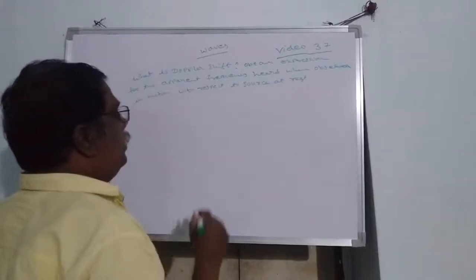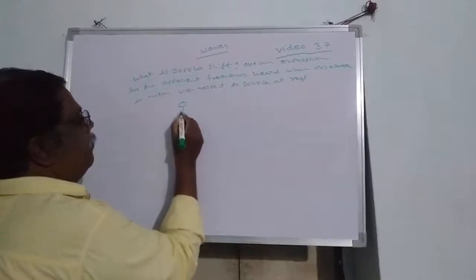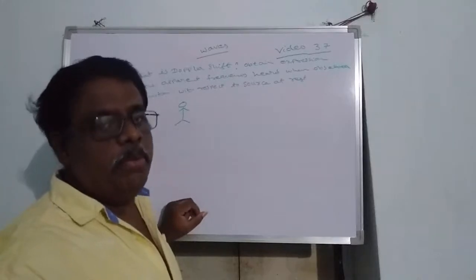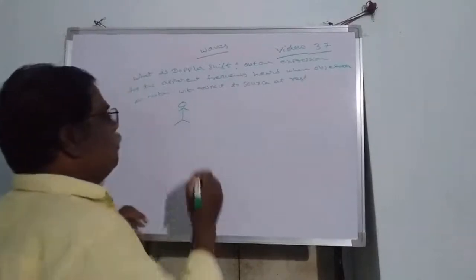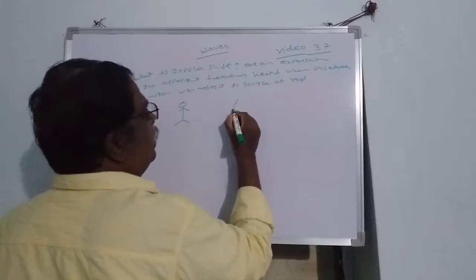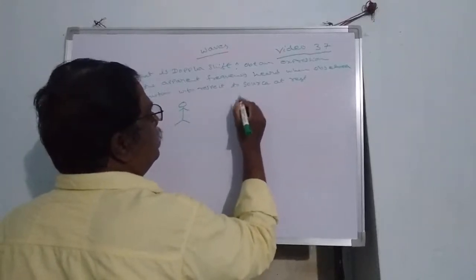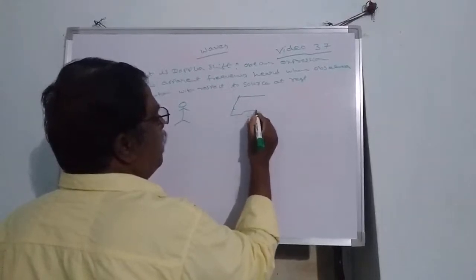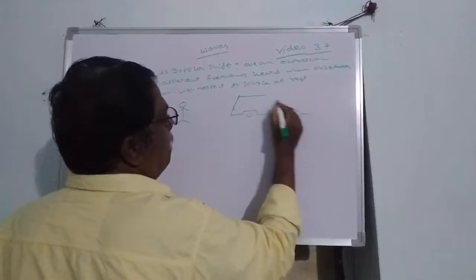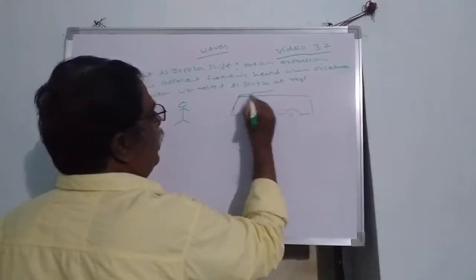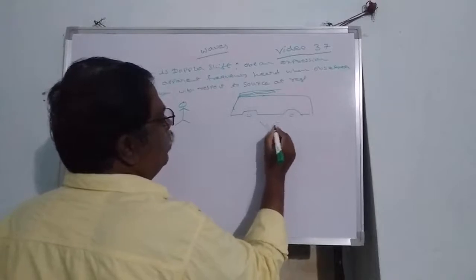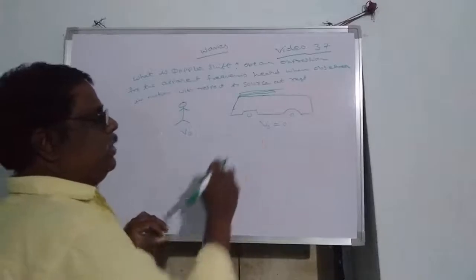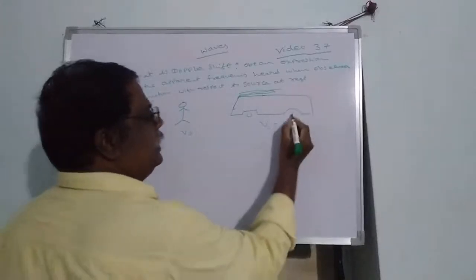So see here, he is the observer. In yesterday's case, the source was in motion, but today's case the observer is in motion. That is the difference. So this is the sound source, a car or a train whistling. The velocity of the source will be 0. The velocity of the observer is V naught. The velocity of the source should be denoted with V suffix S.